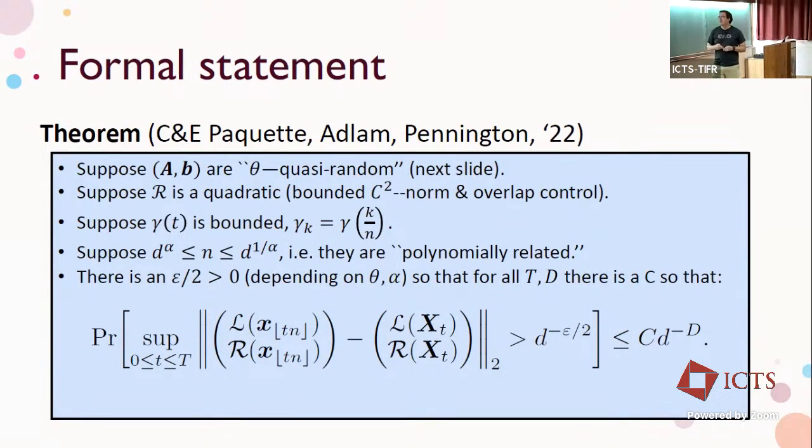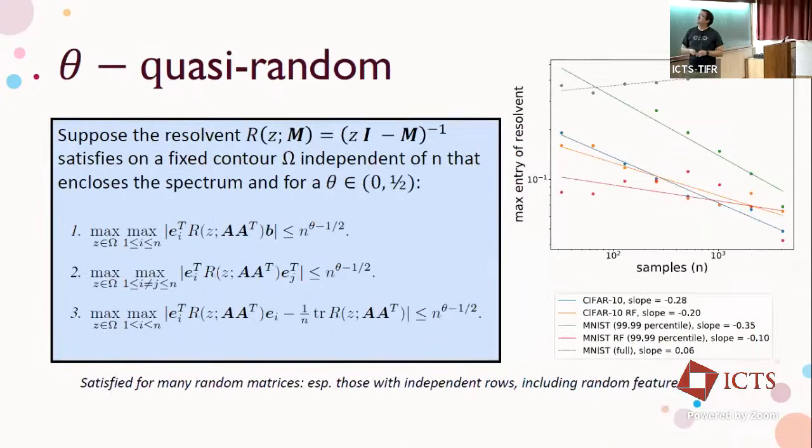Okay, and what are the assumptions on the matrices? So the assumptions on the matrices are in terms of the resolvents. So I ask that a couple of different conditions hold on the resolvent. So these are on some fixed contour enclosing the spectrum. So take your spectrum, put a contour around it, and then ask that, maybe I look at the second one, some sort of entries of the off diagonal of the resolvent are small.